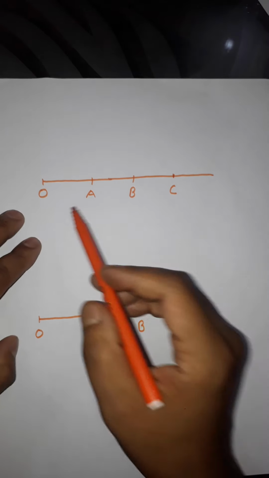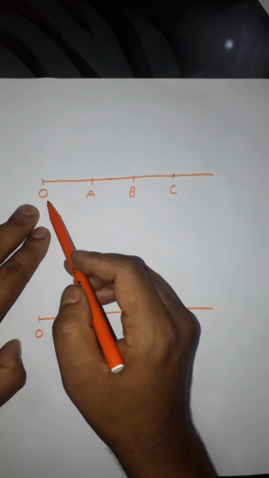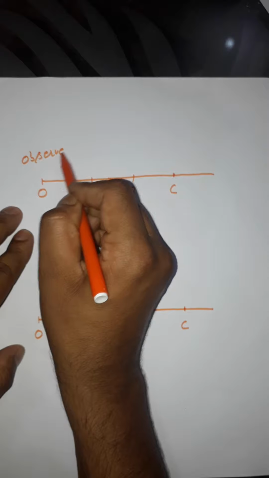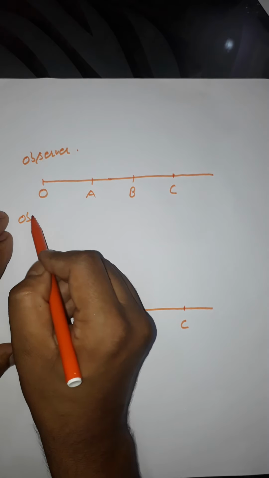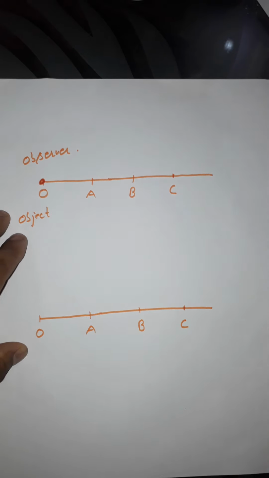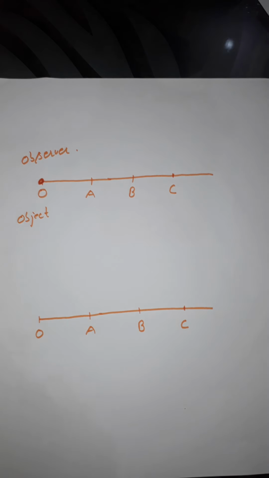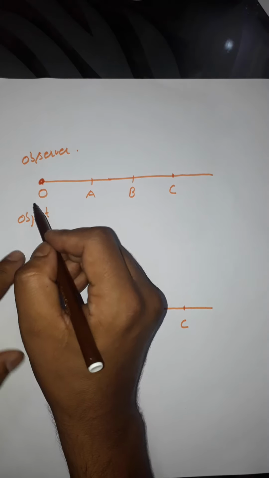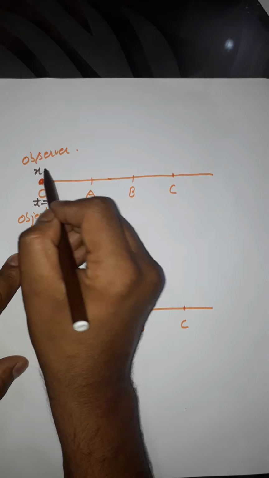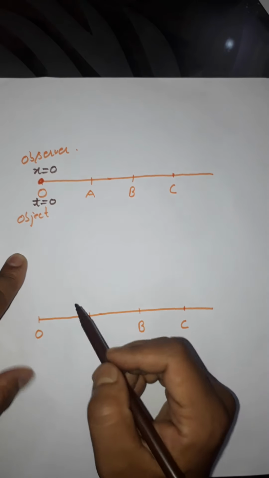Now in the first case, let us consider the observer and object. Both observer and object are at point O. It means when time t is equal to 0, the object is at distance 0.